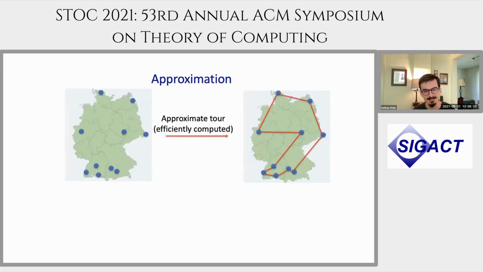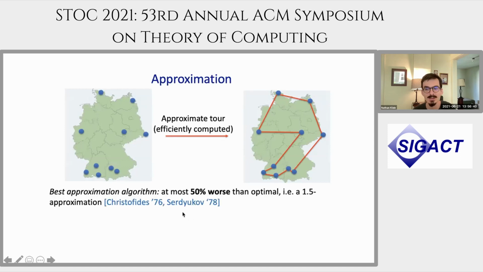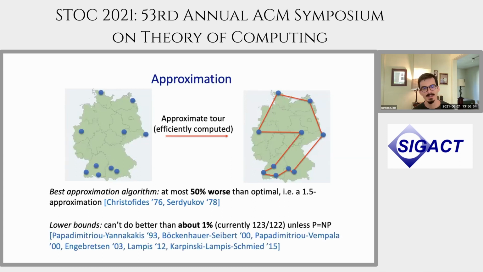And TSP is NP hard. So often we have to resort to approximation algorithms. And the best approximation algorithm has been a 1.5 approximation, and is due to Christofides and independently Serdyukov in the 70s. So this is a procedure which runs quickly and outputs a solution at most 50% longer than the optimal one. And unless P equals NP, we can't get an approximation algorithm which always gets within about 1% of optimal. So we have some work to do.